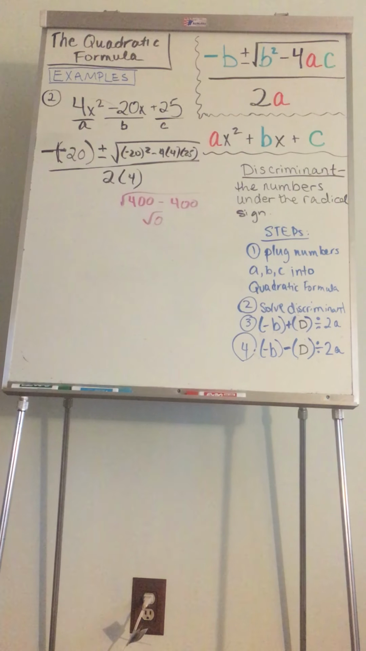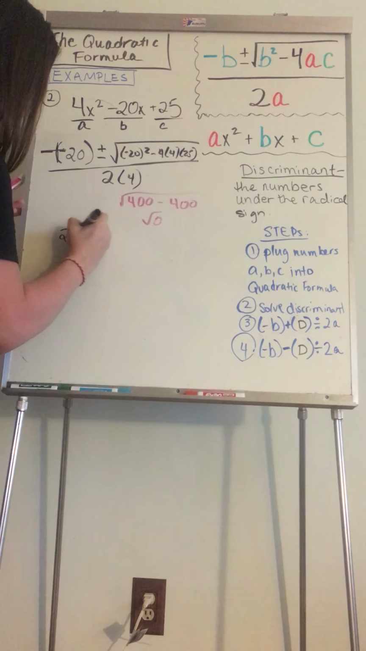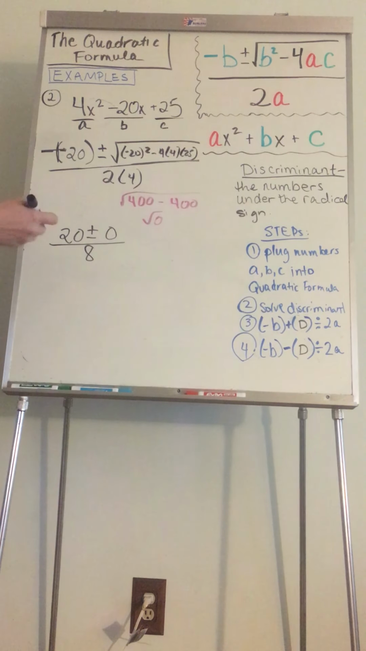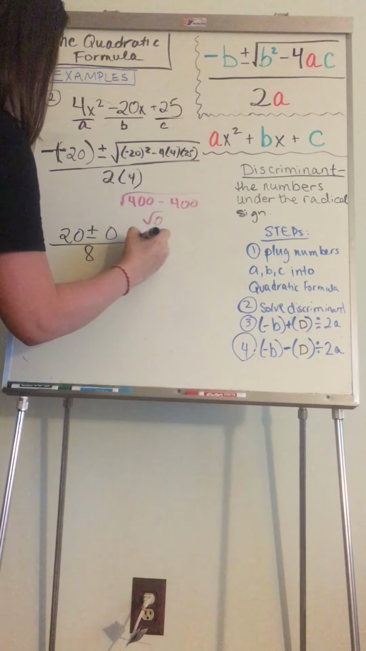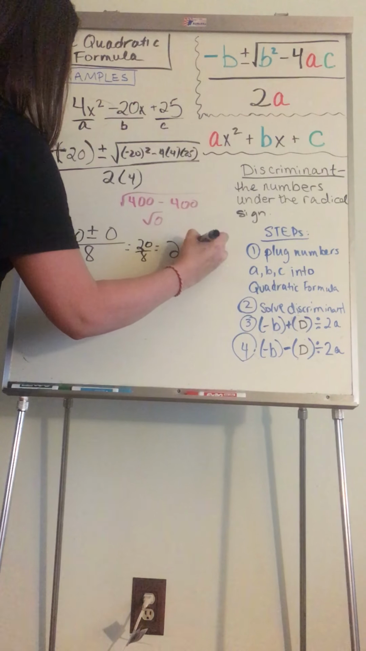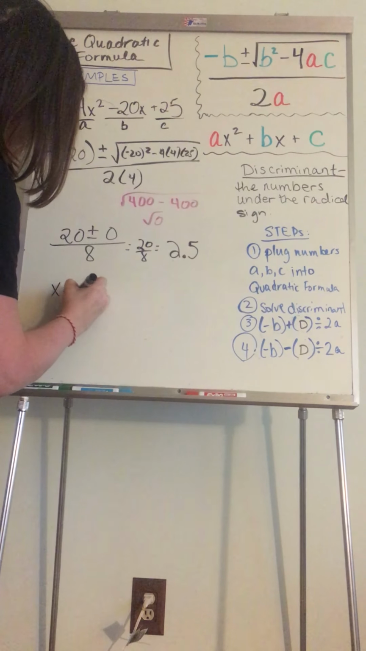So my problem then changes to 20 plus or minus 0 over 2 times 4, which is 8. 20 plus or minus 0 over 8. Well, obviously 20 plus 0 is the same as 20 minus 0, so therefore I'm only going to have one answer. That is going to be 20 divided by 8, which is 2.5, or 2 and 4/8. So my only x point is 2.5.